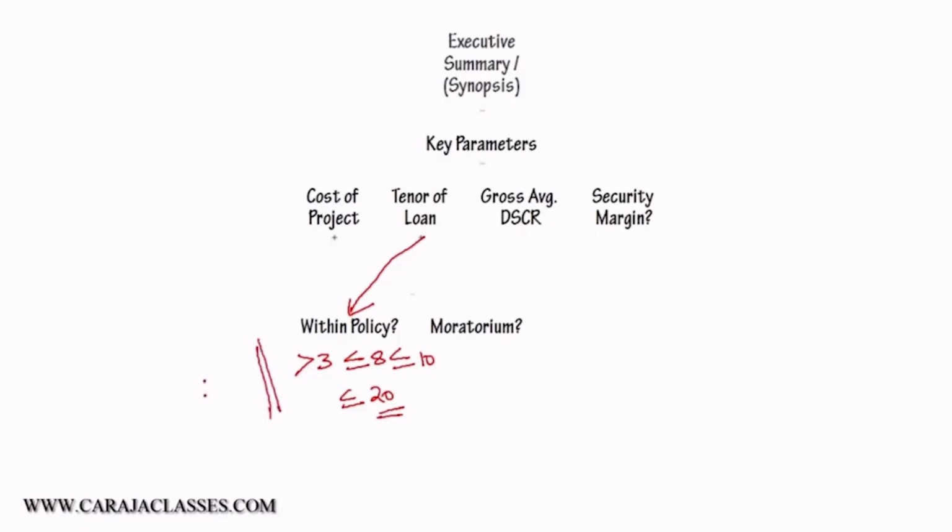Then tenor of the loan: whether the tenor of the loan is within policy. As I told you, it can be for a period greater than 3 years, but let's say up to 8 years or up to 10 years, and in infrastructure projects it can go up to 20 or 25 years as the case may be. So if the borrower is insisting on a tenor greater than 8 years or greater than 10 years, then it is actually a deviation from the loan policy guidelines of the bank.